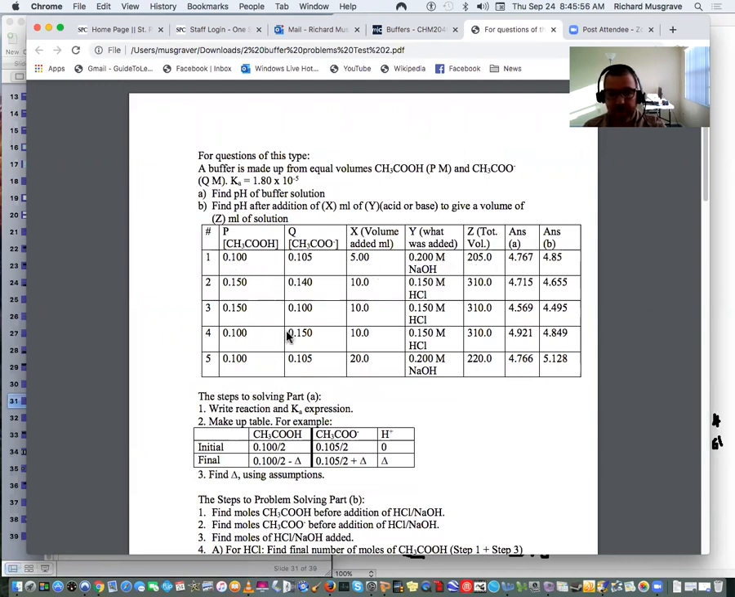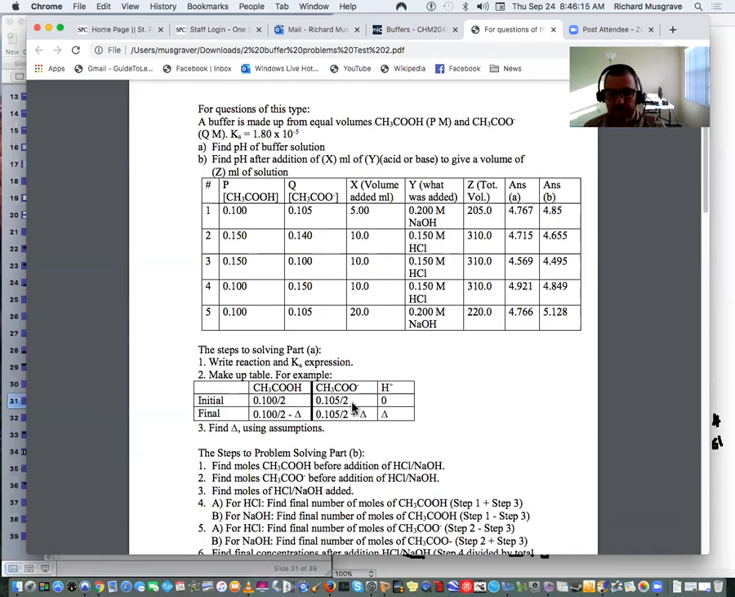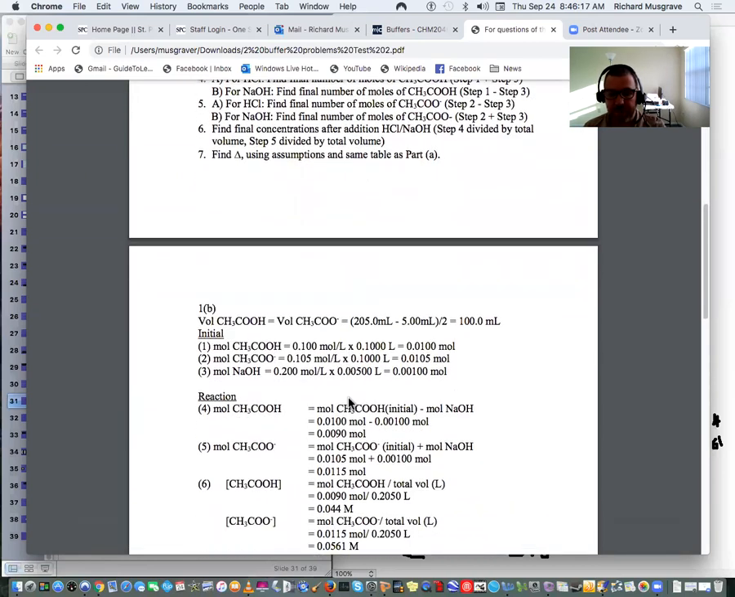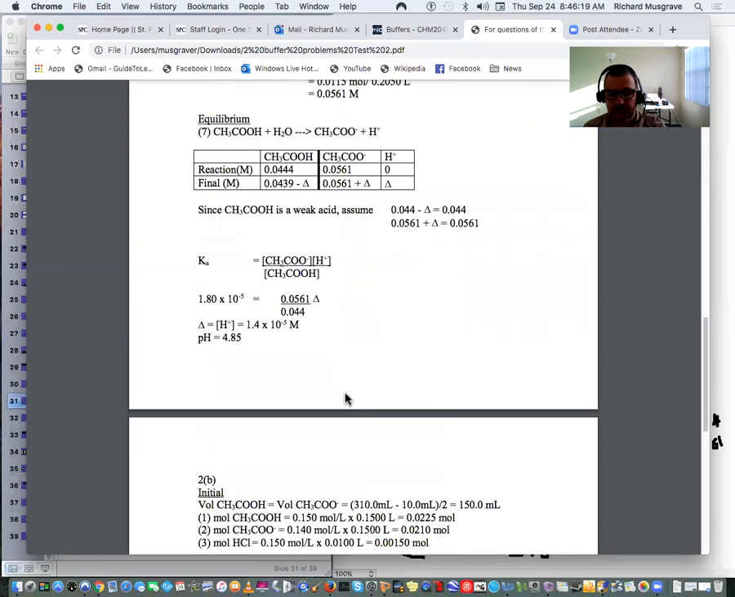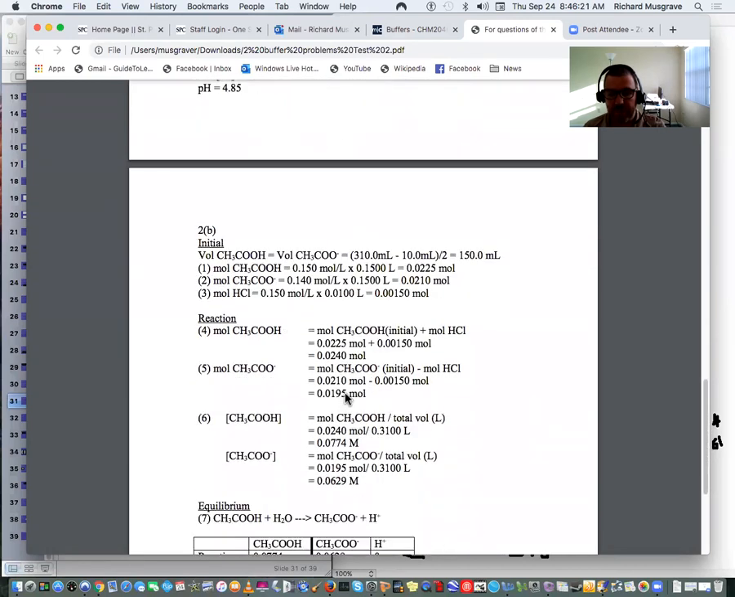Now for question number 2, it shows you what happens and works through if we add 10.0 mils of 0.150 molar HCl, right? So remember, in this first one, we added 0.200 molar NaOH. In this one, we're adding 0.150 molar HCl. So we're going to do the same steps. And I have the steps here.